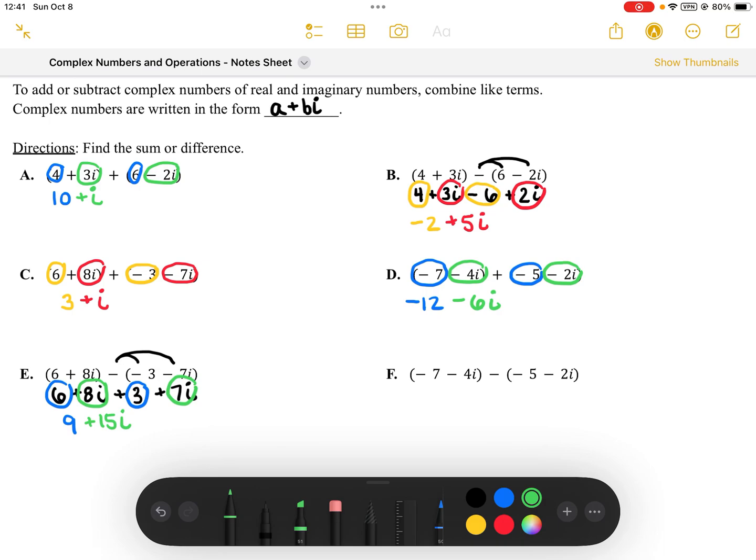F, negative 7 minus 4i minus negative 5 minus 2i. So I need to distribute that negative to the negative 5 and negative 2i. So I'm going to have negative 7 minus 4i. Negative times a negative will become a positive, so positive 5. Negative times negative 2i will give me a positive 2i. Like terms, negative 7 and 5. When I add those together, I get negative 2. Negative 4i plus 2i will give me negative 2i. So negative 2 minus 2i is my answer.